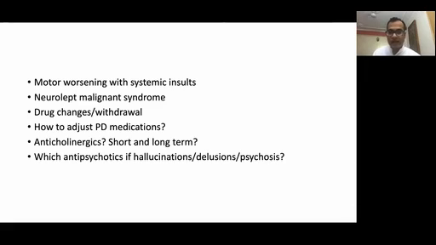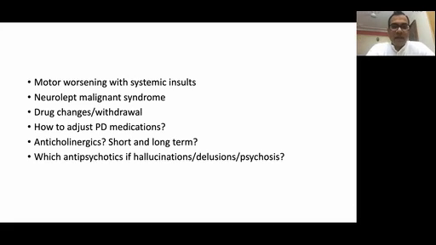So which antipsychotics to give if the patient is hallucinating a lot or has frank psychosis? Only 2 drugs are considered to be safe, which are available in India. One is quetiapine, so we should do an ECG before starting, because we may have to start quetiapine. And second is clozapine. The problem with clozapine is agranulocytosis, so we should do counts before starting clozapine.